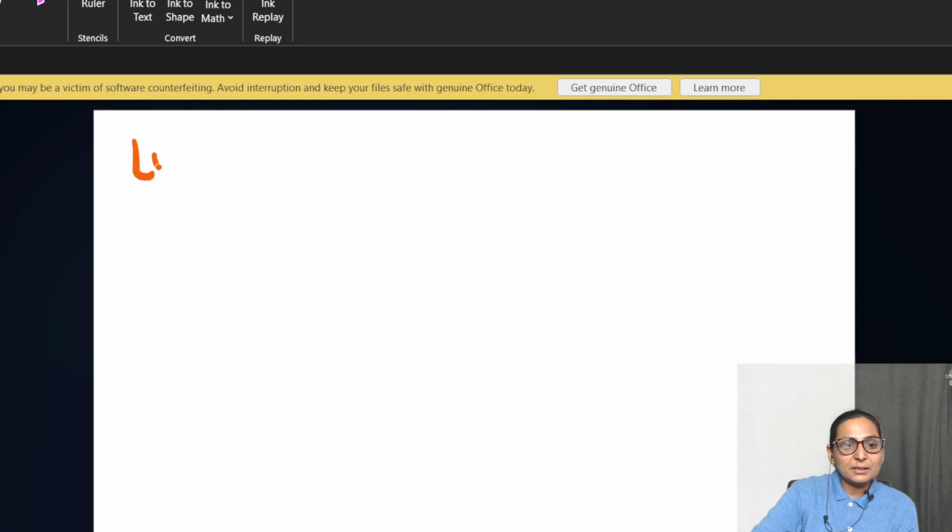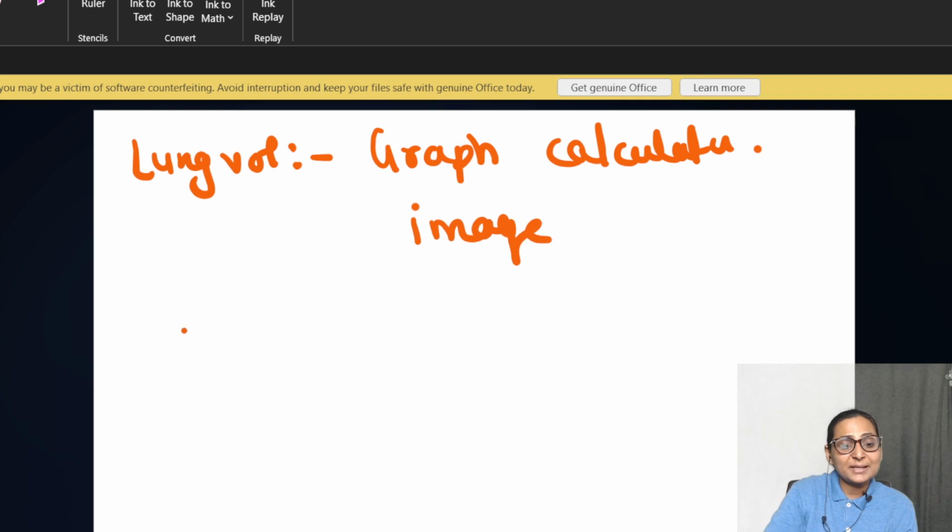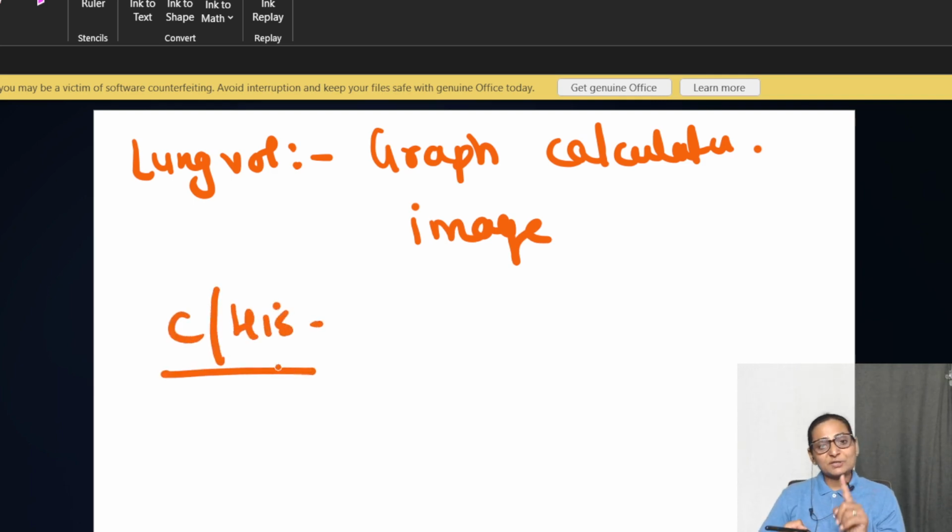So remember that lung volumes and capacities are very important. They come as graph based questions, calculation based questions, image based and clinical history based questions, important in physiology, pharmacology as well as respiratory medicine. So this is all for this MCQ.